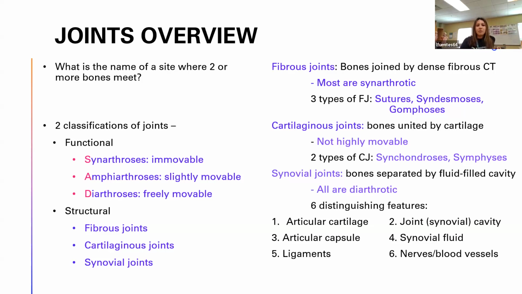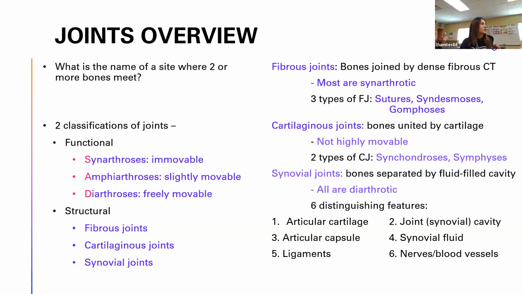Can somebody give me an example of a site where 2 or more bones meet? A basic one is the femur and acetabulum, or the glenoid fossa of the scapula with the head of the humerus. Exactly. Those are what we call articulations, and from there we get joints. With joints, we have 2 classifications: functional and structural.